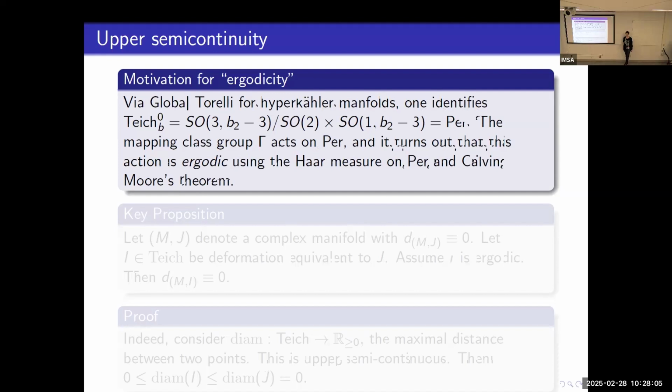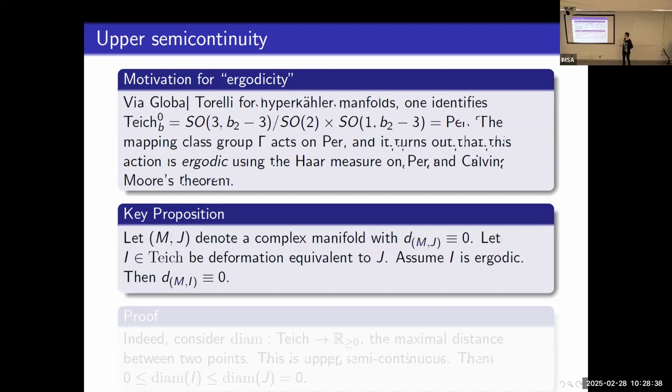And what it means for an action to be ergodic is that if you have any measurable subset in this period domain which is gamma invariant, its measure is either 0 or the complement of it has measure 0. So that's what it means to be ergodic, like in dynamics.